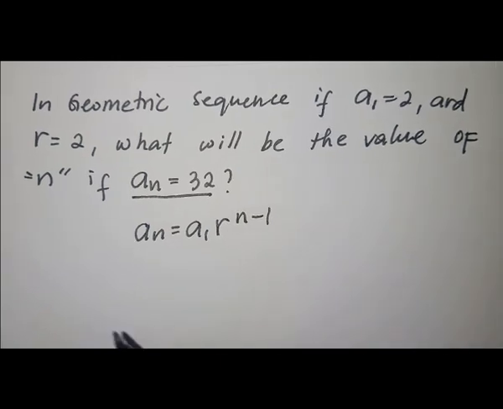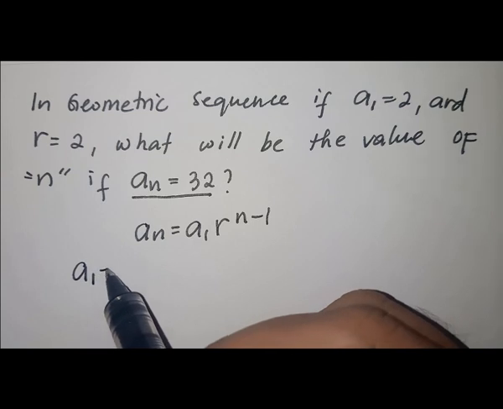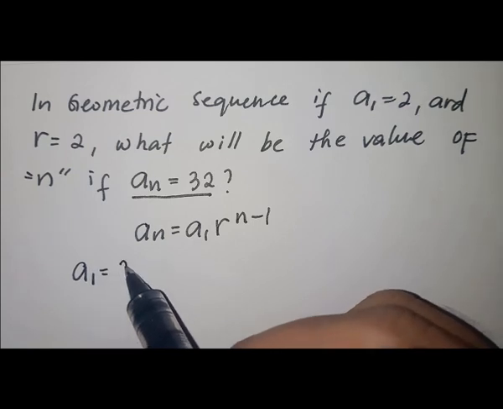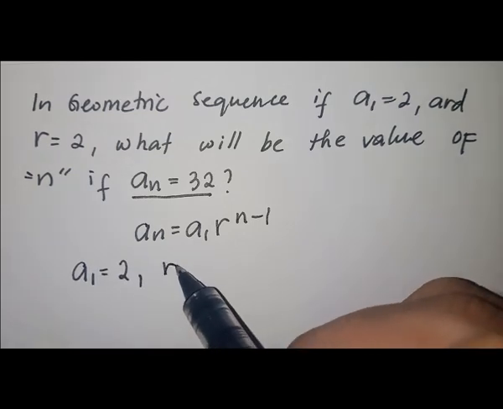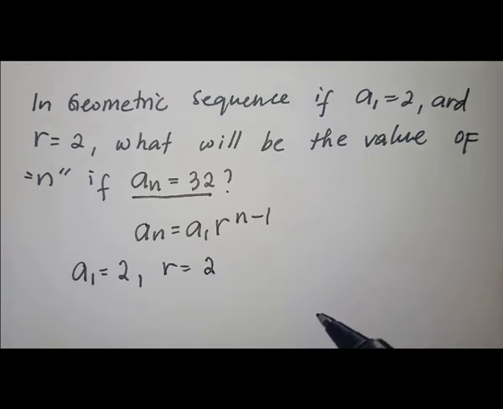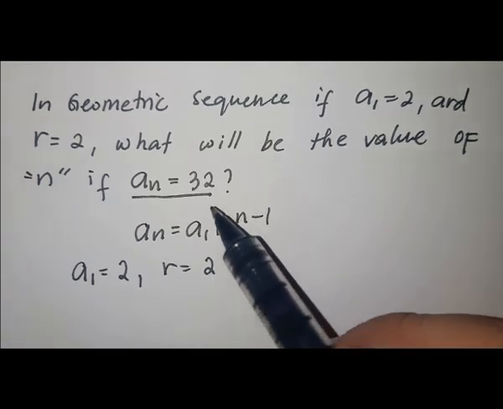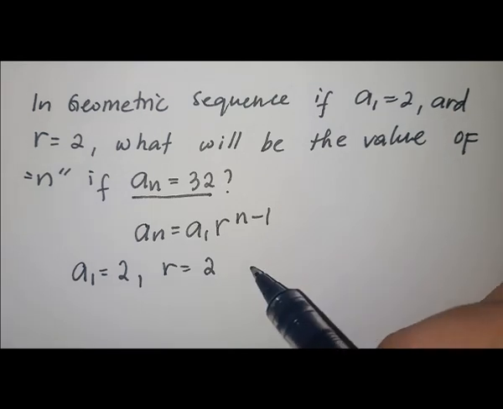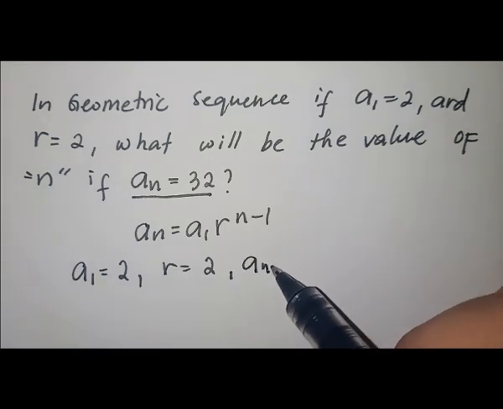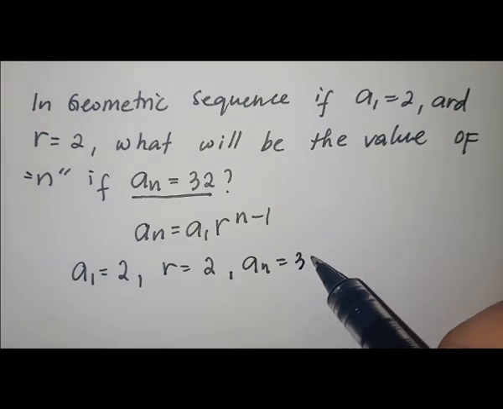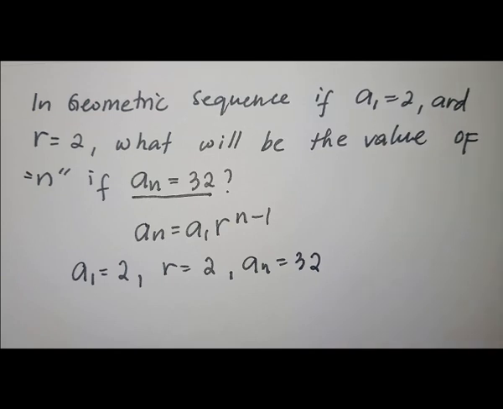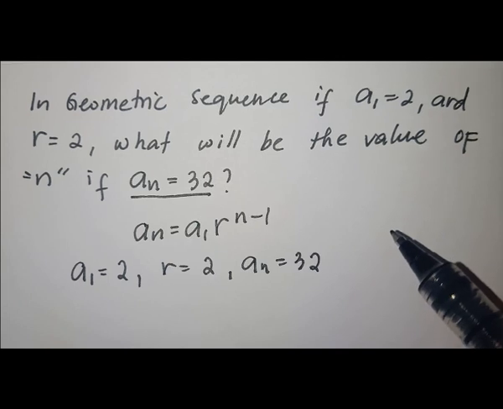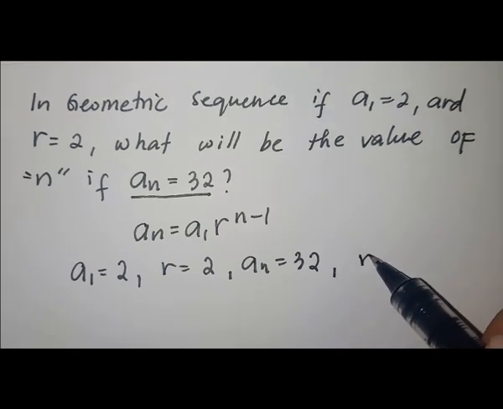So, dahil may mga given naman tayo, gaya ni a sub 1, na yung a sub 1 daw natin ay 2, ang common ratio natin ay 2, at yung a sub n, na kinukonsider natin as last term, no? Yung a sub n daw natin ay 32. Okay, ang unknown lang naman dito, kung pang ilang terms ba si 32 sa geometric sequence.